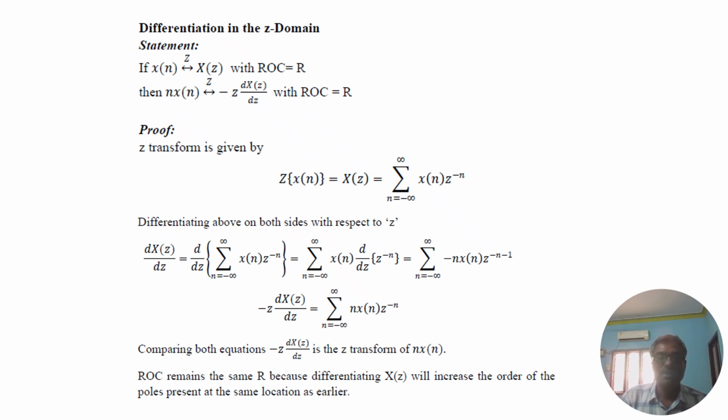Then we will get dX(z)/dz equal to summation n equal to minus infinity to plus infinity of minus n x[n] into z power minus n minus 1. Just by replacing the terms, we will get minus z dX(z)/dz equal to summation n equal to minus infinity to plus infinity of n x[n] z power minus n. Hence the property is proved.